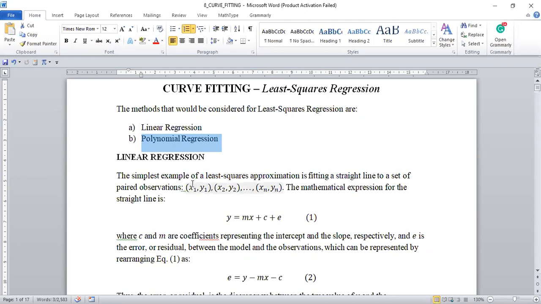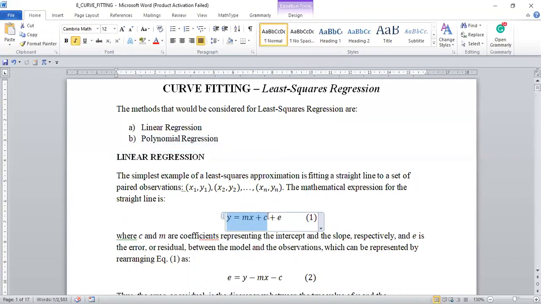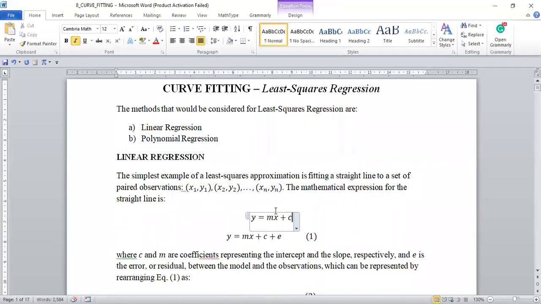So if we have some sets of data points, x and y, reaching up to n, in order to fit a straight line through the data, we are going to make use of this equation: y is equal to mx plus c. This is a straight line curve. I'm sure you must have encountered this equation. Here m is the slope of the line, and c is the intercept on the y-axis.